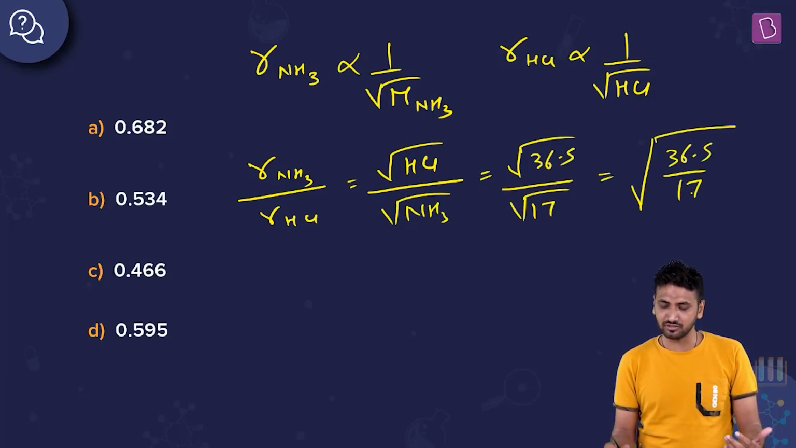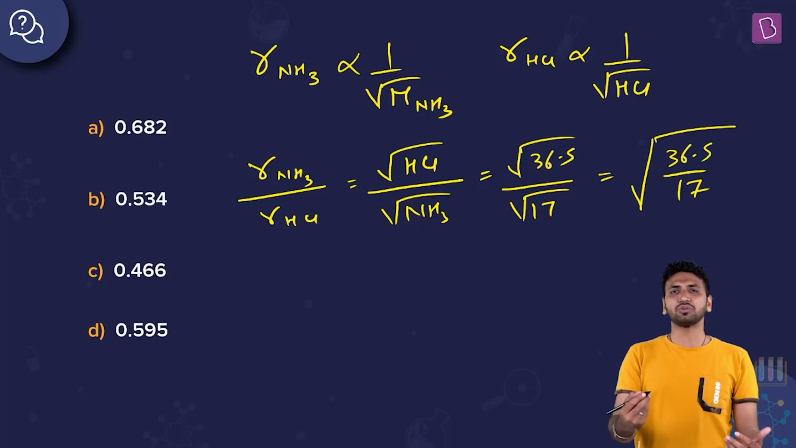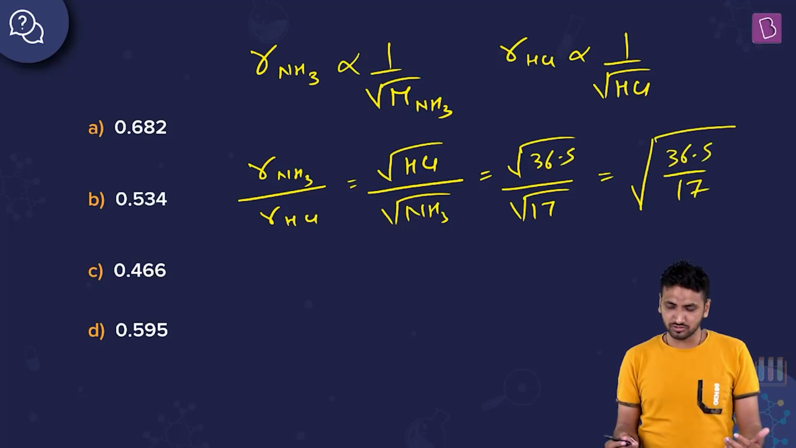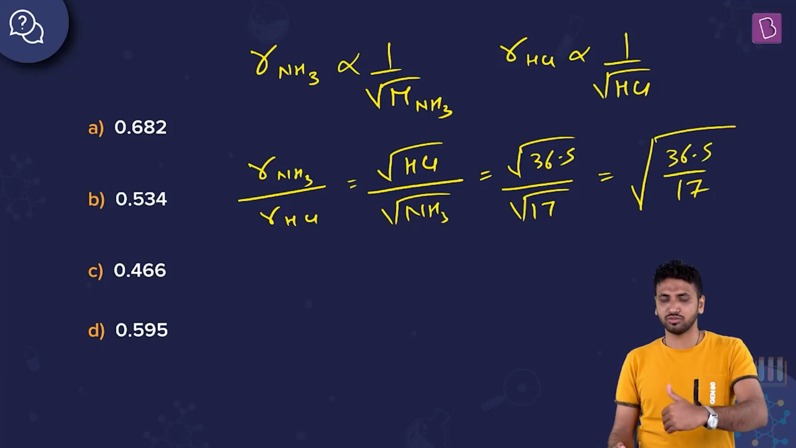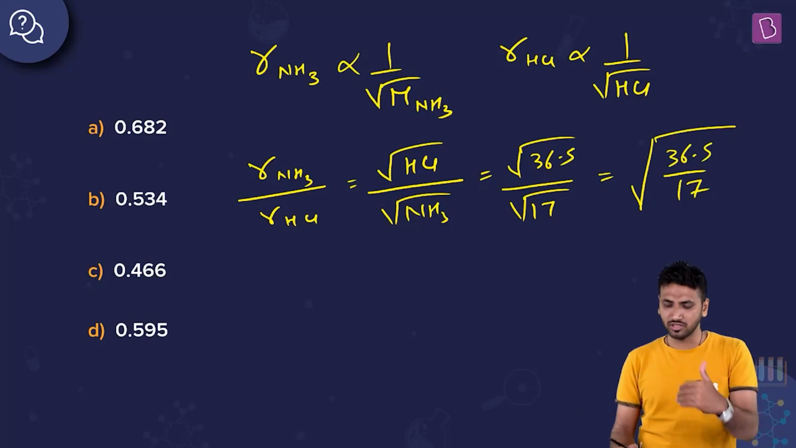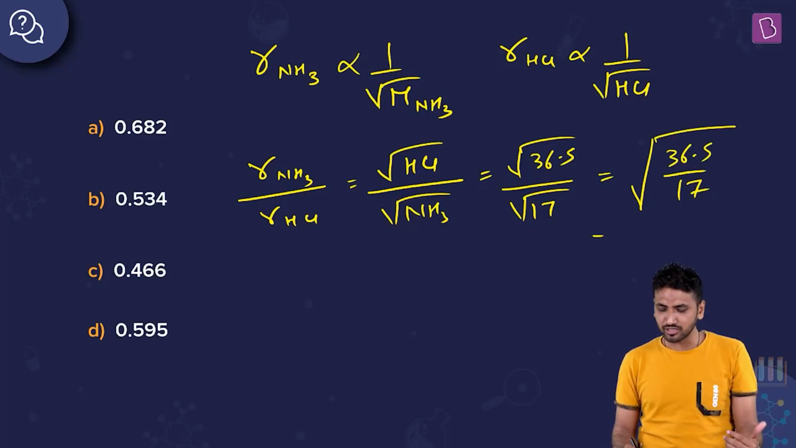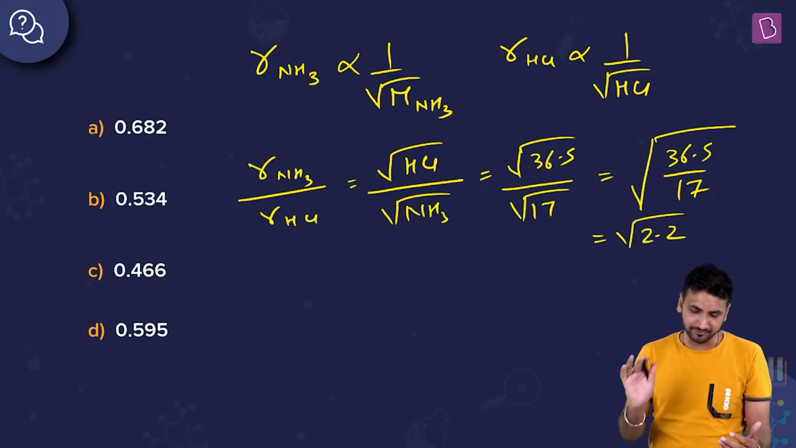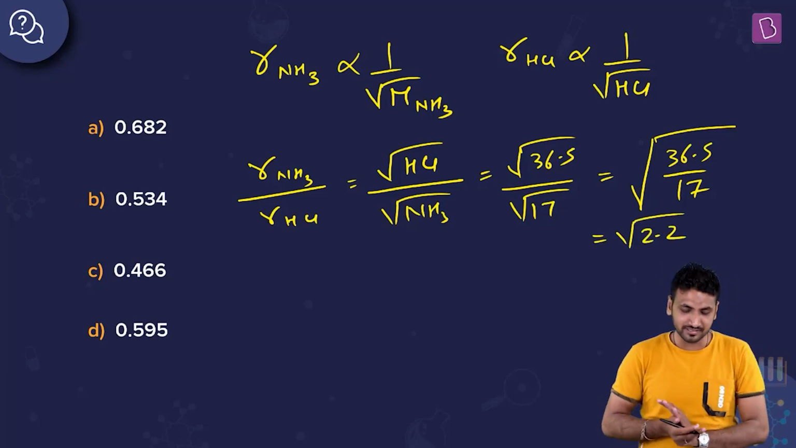36.5 by 17. So if I just divide, 17 into 2 is like 34. So this is going to be like 36.5 by 17, so this is going to be somewhere around under root 2.2. Fine. Okay, let's leave this here as it is.